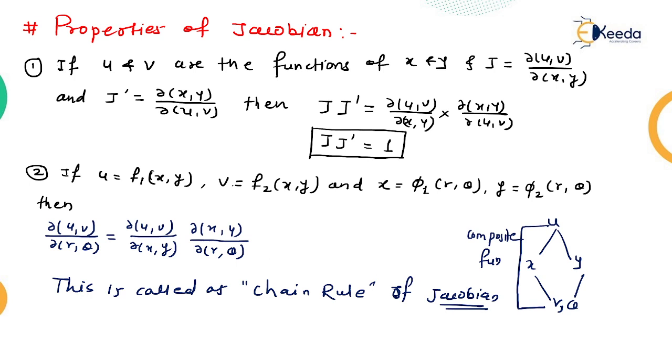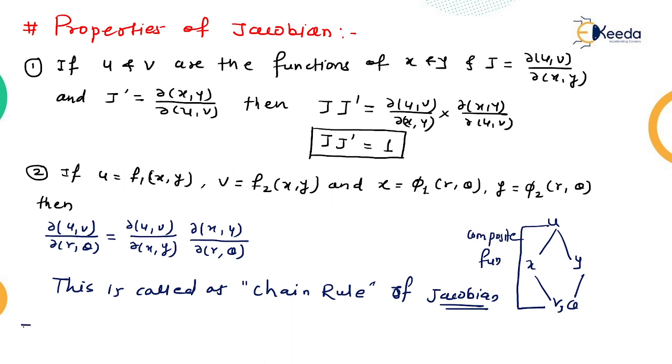So what is the first property? J into J dash equal to 1. And what is the second property? That is all about the chain rule. It's similar to the chain rule of differentiation. That is the chain rule in partial differentiation, meaning the chain rule in Jacobian. The chain rule of Jacobian is true for functions of 3 and more variables.